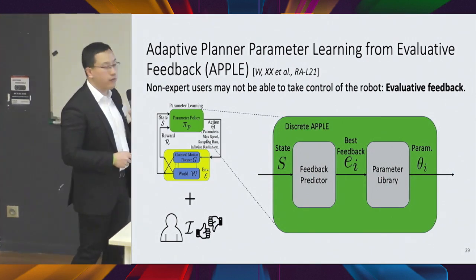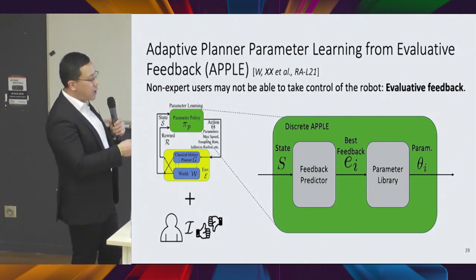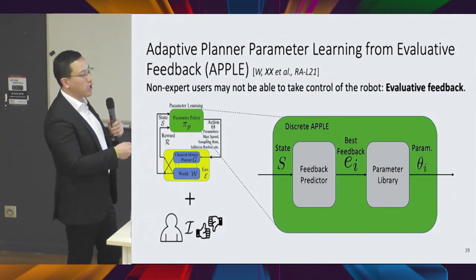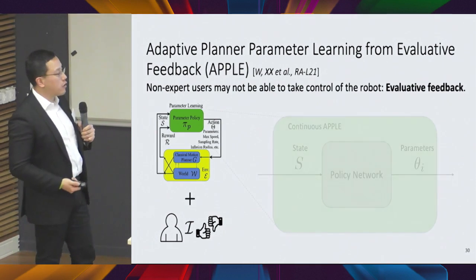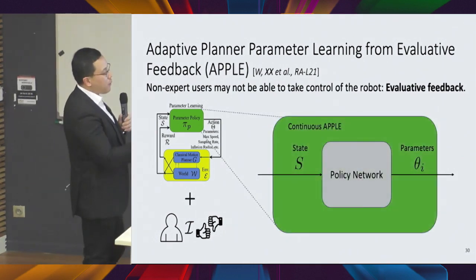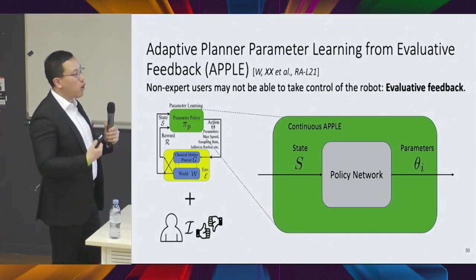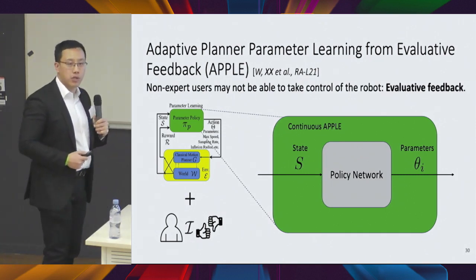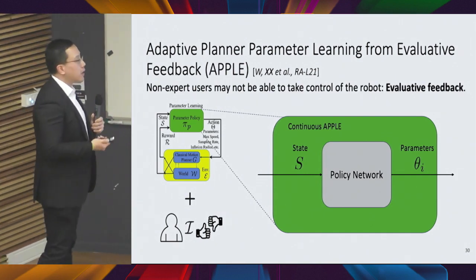The first one is the discrete version. Instead of the context predictor, we can devise a feedback predictor here, trying to maximize the feedback from humans, and then use the parameters associated with this set to drive the robot. Another version is our continuous version of APPLE. Then we just use the policy network in the middle that is trying to maximize the evaluative feedback and also trying to come up with the parameters using an actor-critic setup, as Chris has mentioned earlier.